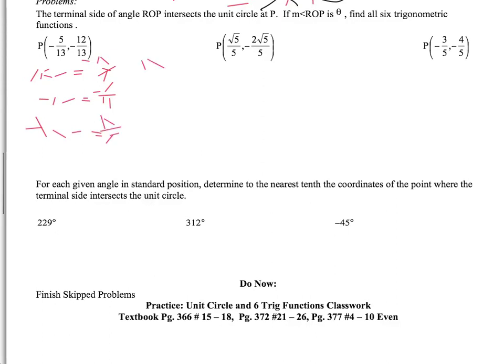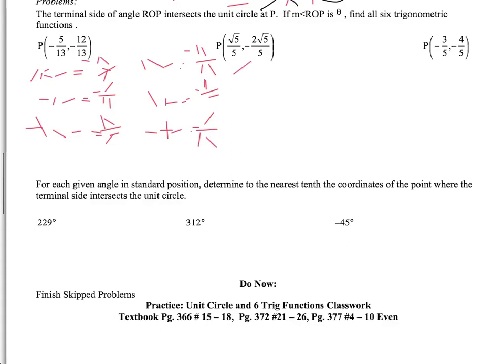Cosecant is the reciprocal of sine, so instead of being negative 12/13, it's going to be negative 13/12. Secant is the reciprocal of cosine, so instead of being negative 5/13, it's going to be negative 13/5. And cotangent is the reciprocal of tangent, so it's going to be 5/12. Let's look at our next one, and I'll leave the third one for you guys.